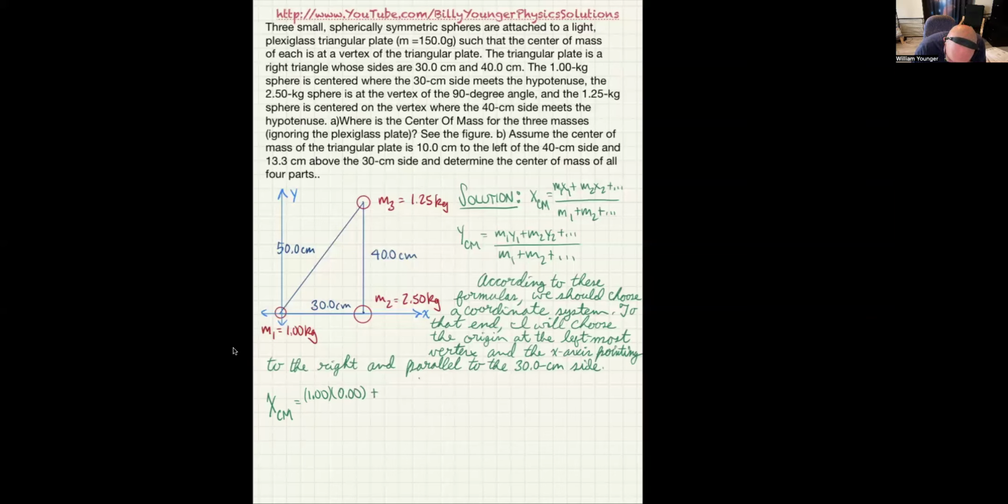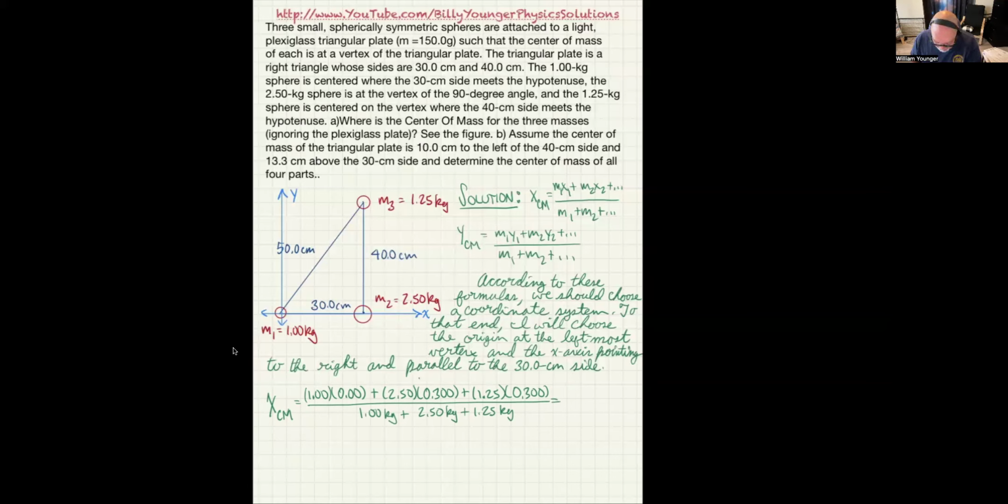And then plus the next one, which is 2.50 kilograms. And that has an abscissa of 0.300 meters. And then the final one is mass 3, which is 1.25 kilograms, and that is also at 0.300 meters. Then we're going to divide all this by the sum of the masses. That'd be 1.00 kilograms plus 2.50 kilograms plus 1.25 kilograms.